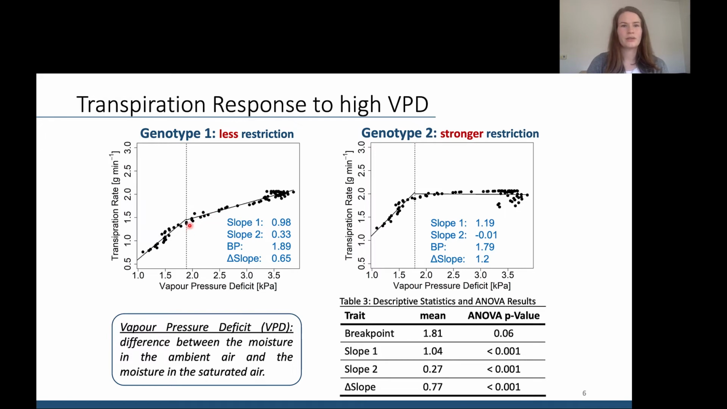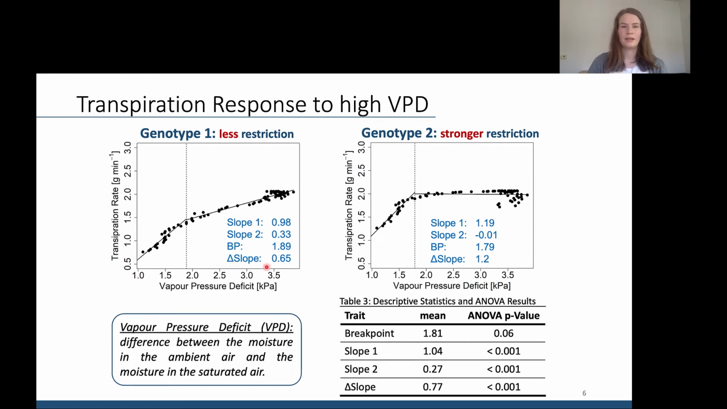And in addition to the breakpoint trait, we can also identify the trait slope 1, for the slope at lower VPDs below the breakpoint, and slope 2, which is the slope at higher VPDs above the breakpoint, as well as the difference between the two slopes, which is a measure for how much a genotype changes its behavior.